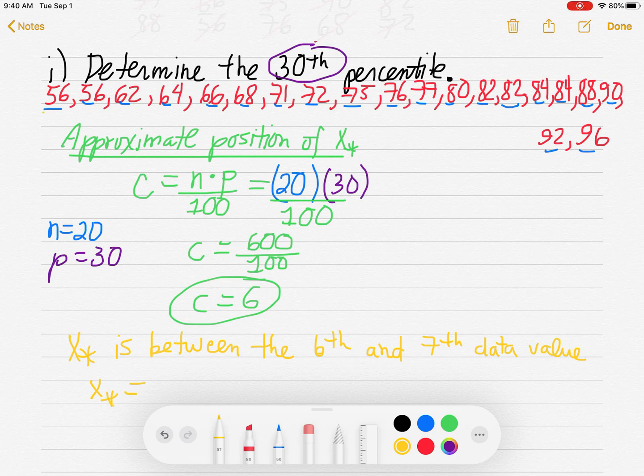So let's figure out what x lower star is. Okay, so I'm going to go 1, 2, 3, 4, 5, 6. So here's the 6th. Here's the 7th. So basically what you can do, you can average those two numbers together. So you take 68 plus 71 and divide that by 2. So what's 68 plus 71? It's 139, right? And divide that by 2.